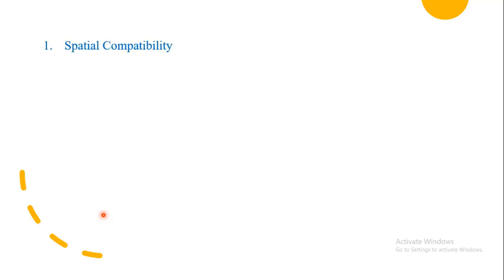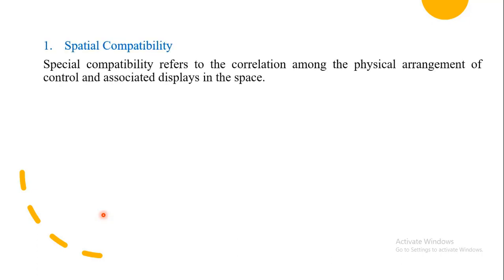So what is spatial compatibility? The spatial compatibility refers to the correlation among the physical arrangement of the control and associated displays in the space. Okay, what is that relation between physical arrangement of control and their associated displays in the space? That is called spatial compatibility. So here we have to see the physical arrangement of the controls and the displays associated in this space.